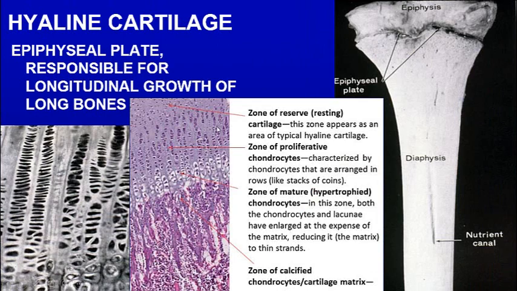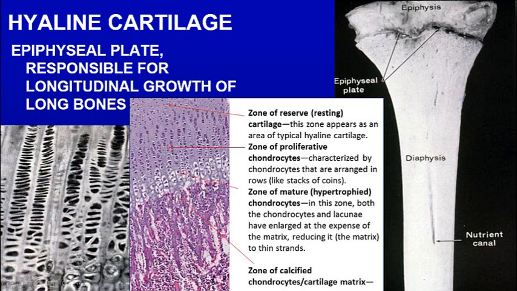And here we can see the different zones of the epiphyseal plate. You have the zone of reserve or resting cartilage. You have the zone of proliferation where the cells are dividing by mitosis. Then the zone of hypertrophy, and this is what actually extends the bone, as these cells increase in size as they mature, and then the zone of calcification.